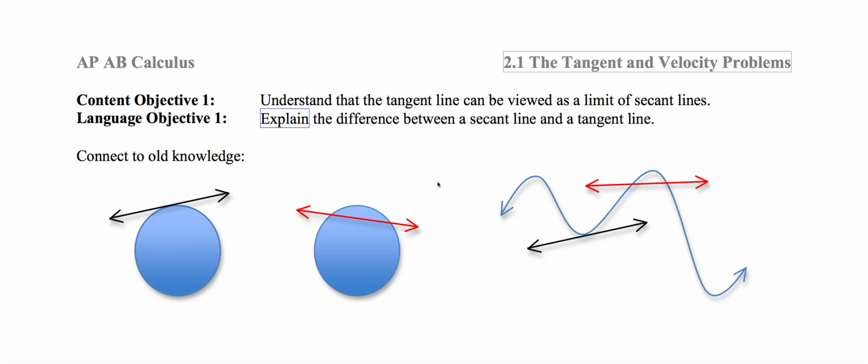This is the AP/AB Calculus notes for section 2.1, which deals with the tangent and velocity problems. Our first content objective is to understand that the tangent line can be viewed as a limit of secant lines. Before we can accomplish this objective, we need to revisit this old vocabulary of tangent line and secant line, and then connect it to this new vocabulary word of a limit.